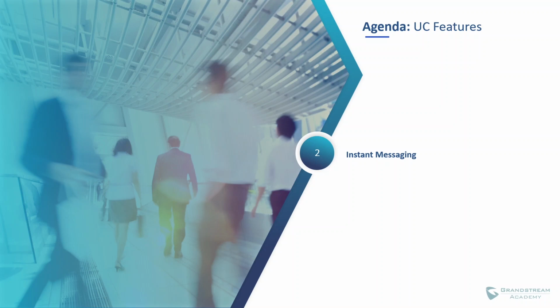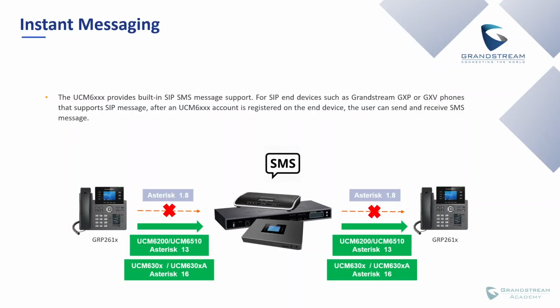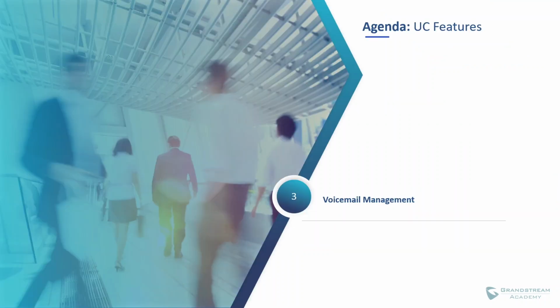Now we're going to talk about instant messaging that is supported on all the models of the UCM 6000 series. You need to know that UCM models with firmware 1.3 and higher provide built-in SIP instant messaging support. This is basically supported when using SIP devices that support SIP messages such as Grandstream GRP or GXP phones, and of course after a UCM SIP account is registered on the device, the user can send and receive SMS messages.